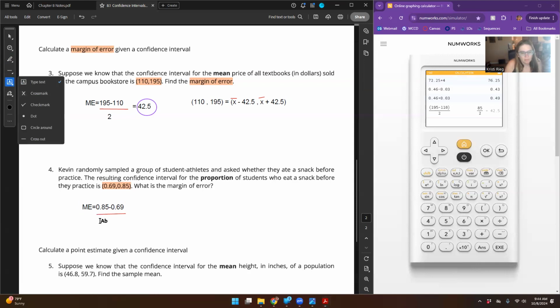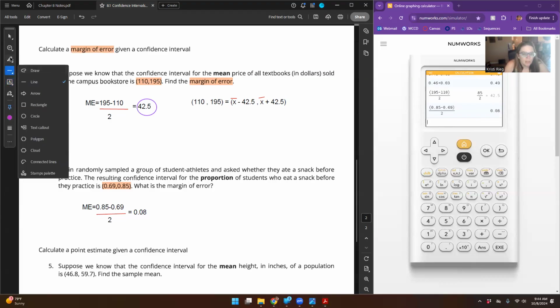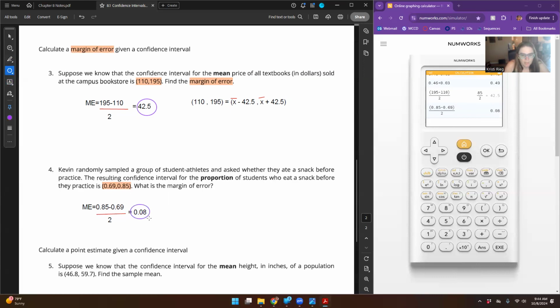But other than that, we're just subtracting and dividing by 2. Come over here to my calculator, get my parentheses, 0.85 minus 0.69 divided by 2, and we have a teeny tiny number, 0.08. Again, the only rule is that it has to be between 0 and 1, so it doesn't matter that it's a teeny tiny number. That is our margin of error. That is the number that I'm adding and subtracting to p hat to get the answers of 0.69 and 0.85.